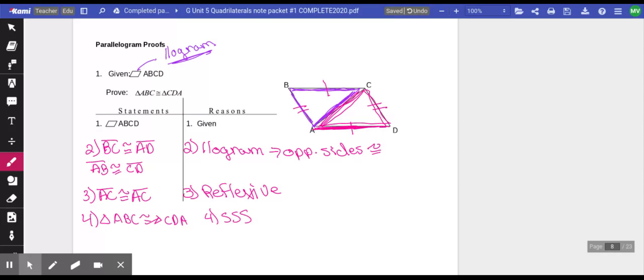So I used the properties of parallelogram to get what I needed to say the triangles are congruent.